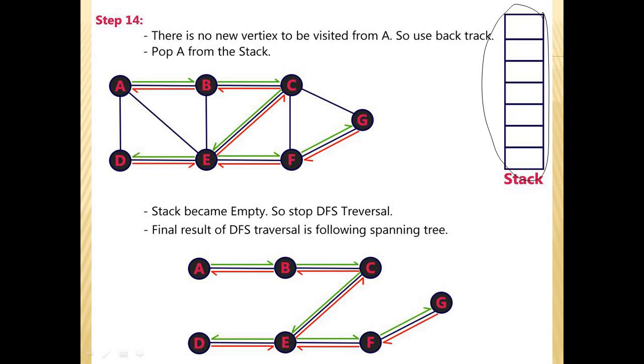So this is the spanning tree which we applied. I visited A to B, B to C, C to E, E to D, then E to F, and F to G. So this is a spanning tree. Okay, this is about DFS.